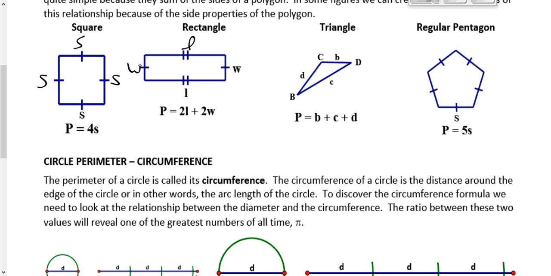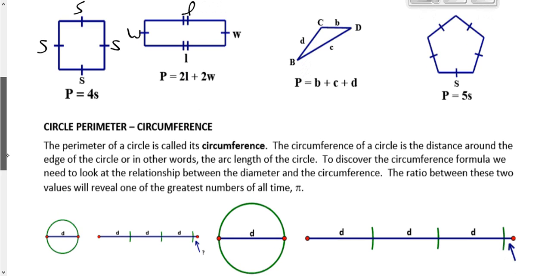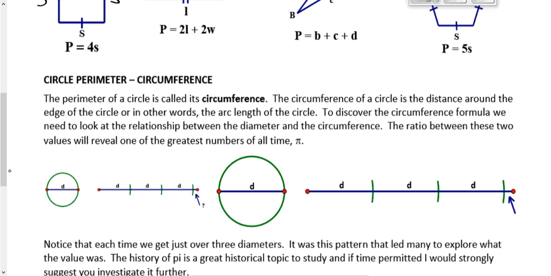Triangle perimeter, are you kidding me? Okay? And then a pentagon, call them all S. The perimeter is 5 of those S's, okay? And you add them up. Now, when we go to a circle, we don't really call it a perimeter because it's not a polygon, right? You can't add up sides in a circle.